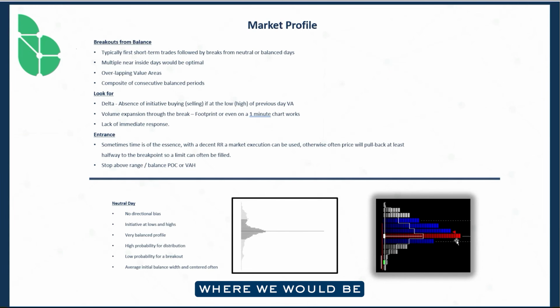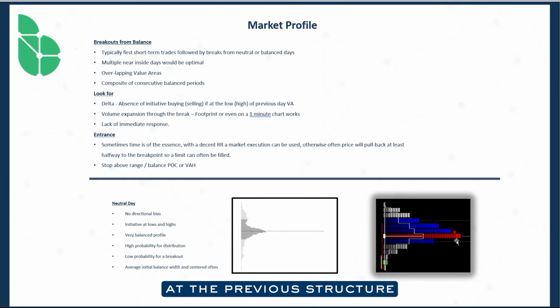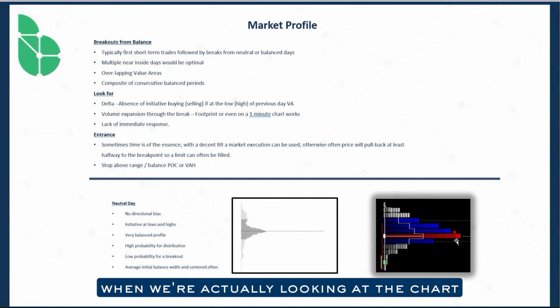In this case, where we would be placing our stop, the invalidation would be not only back inside the range. You could put a tight stop back within the range at the previous structure that we broke down from, or you could put a full thesis negation right above the point of control. If your thesis is that we're going to be auctioning lower, you should not be back above the point of control of the previous composite range. So let's take a look at all of these details when we're actually looking at the chart.